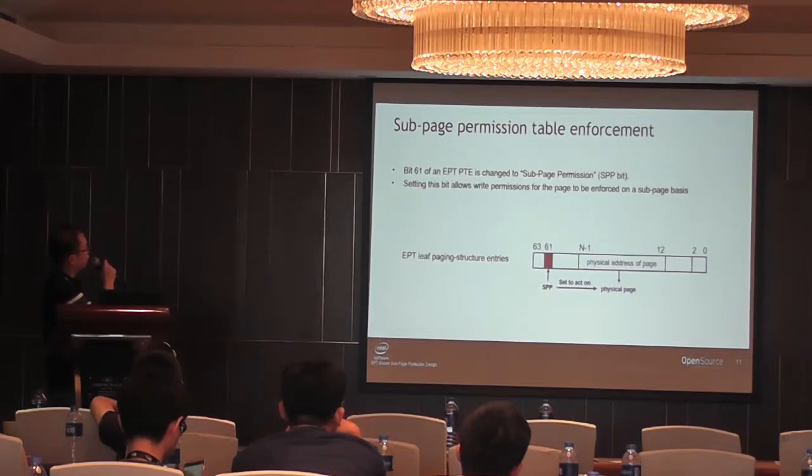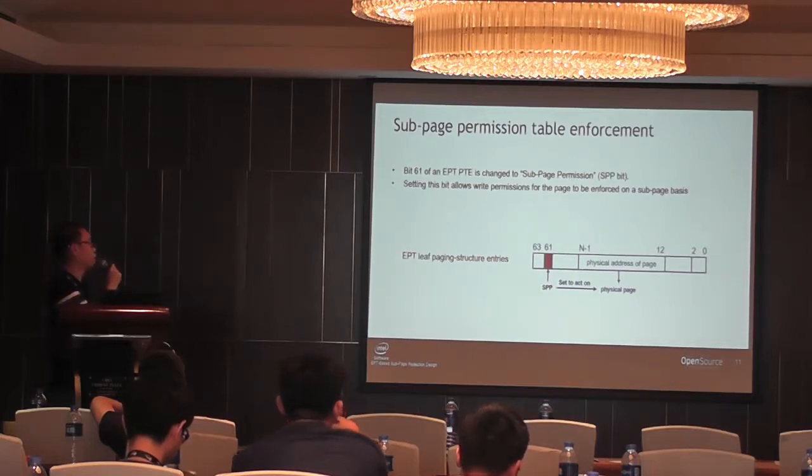Next, the SPP permissions tables, the enforcement by the EPT leaf entries. Bit 61 is the flag of the EPT paging structure entries. If it is set, the physical page is marked as an SPP page, and we will look up the SPP tables next.